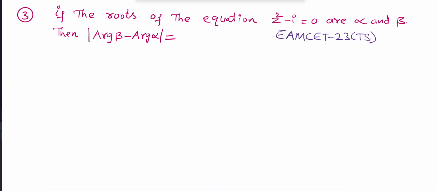This is the third problem from De Moivre's Theorem, EAPCET 23 TS. It is given that the roots of the equation z squared minus i equals 0 are alpha and beta. Then find the modulus of argument of beta minus argument of alpha. It is given z squared minus i equals 0. From this, z squared is equal to i.